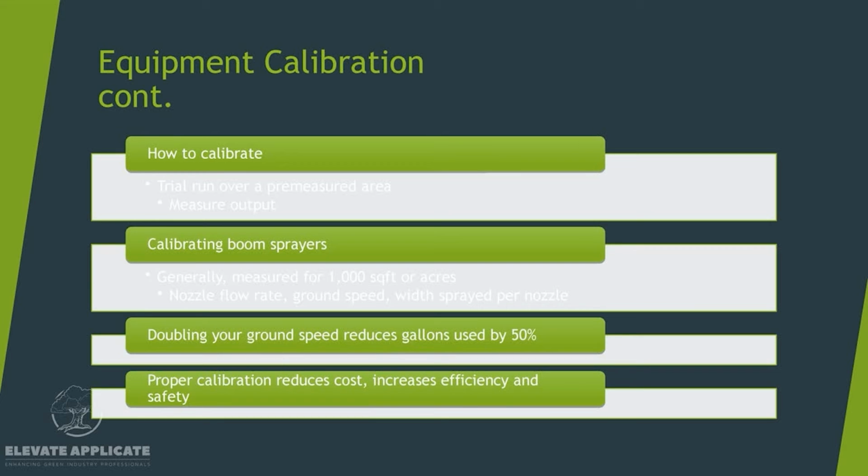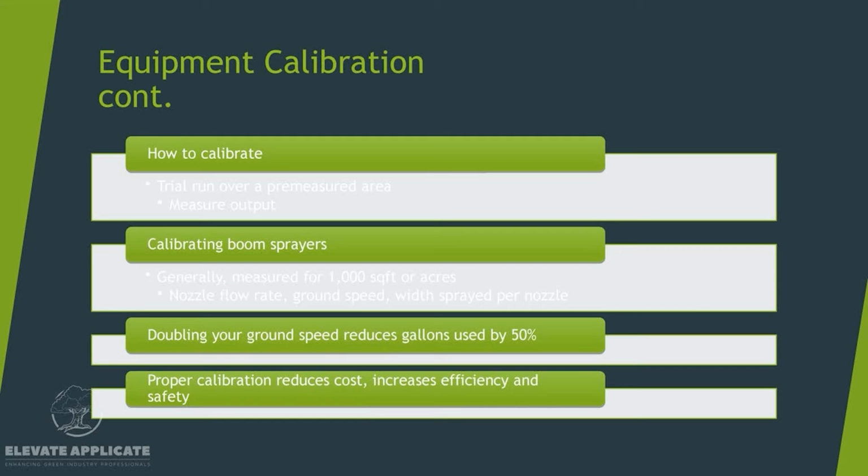So how do we calibrate? Well, you want to do a trial run over a pre-measured area, and you want to measure the output. The rule of thumb that I've always been taught is to use 1,000 square feet, mainly for backpack applications, or if you're doing walking applications, spraying lawns, or even on a ride-on sprayer. Do 1,000 square feet, and then you'll know how much is coming out.